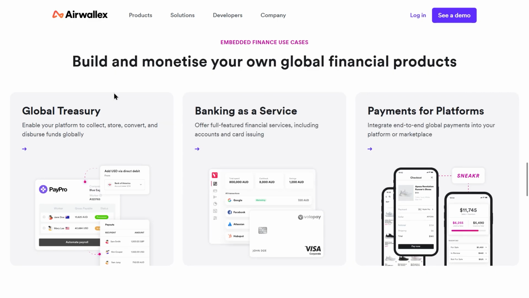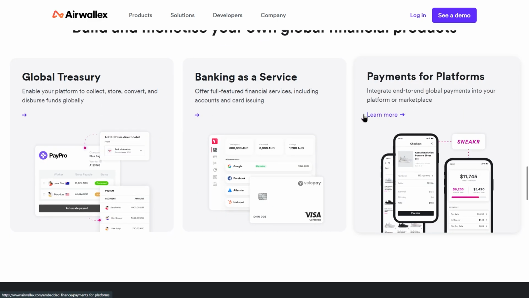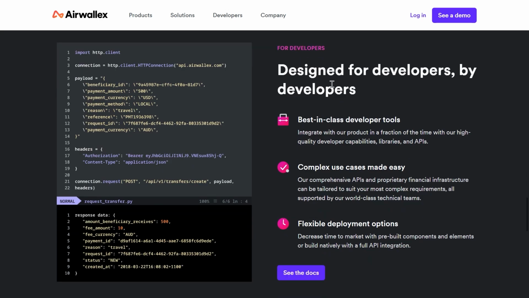For online businesses, their payments API is a real powerhouse. You can securely collect one-time or recurring payments from customers globally in their preferred currency and payment method.